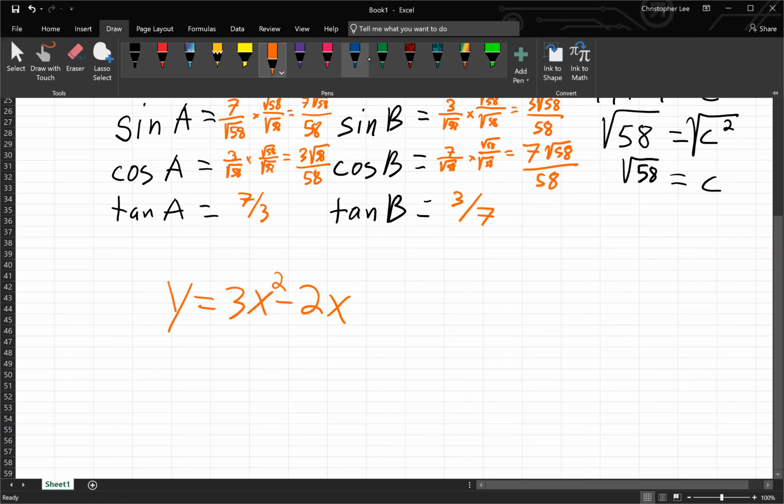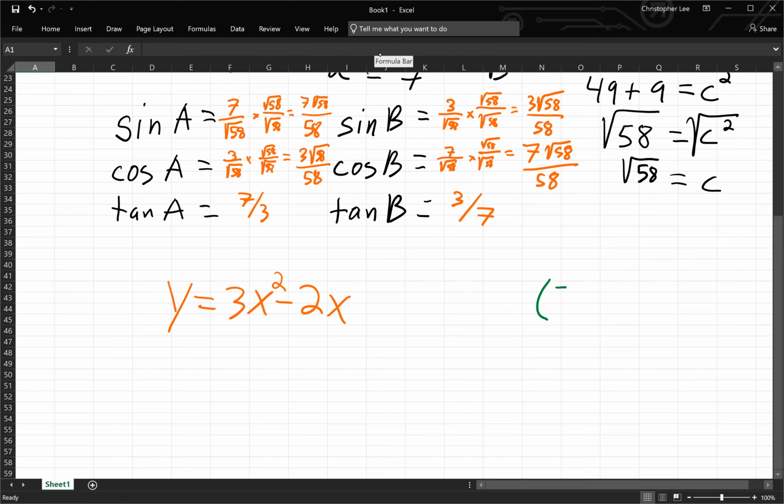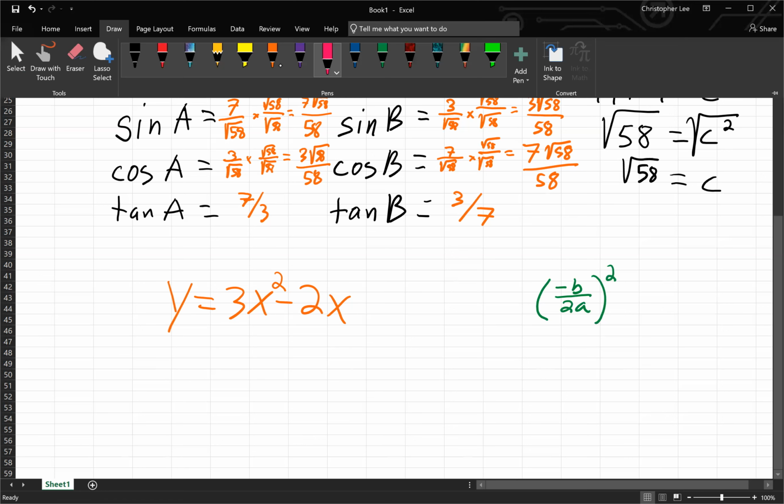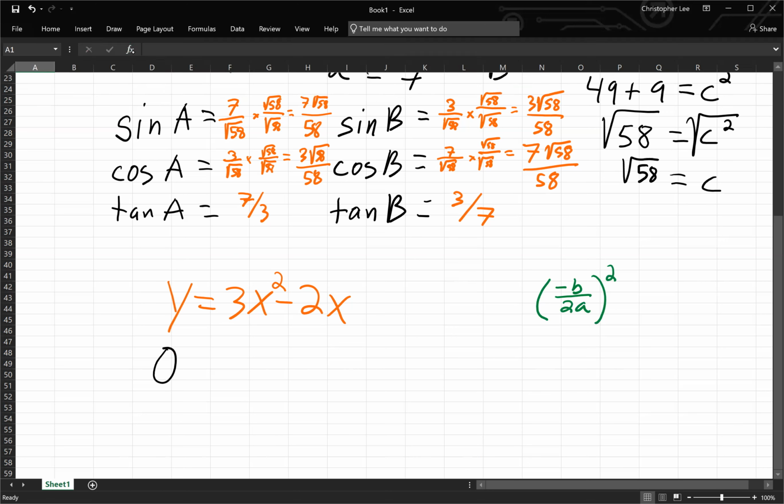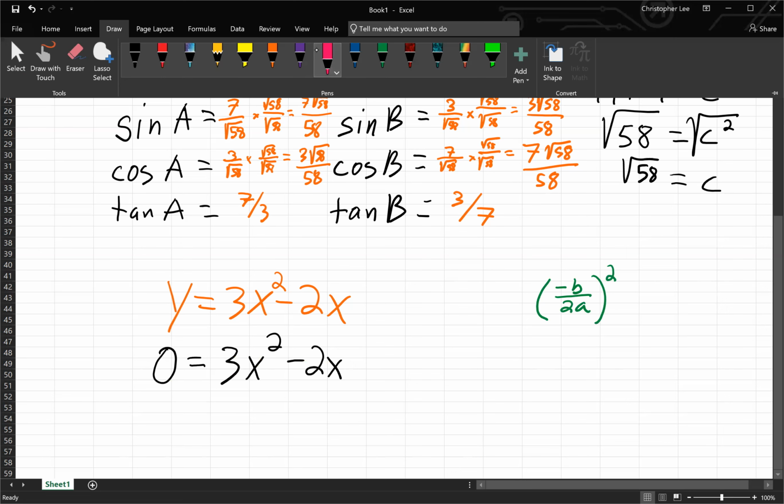So remember that we have this formula right here, right? We have our axis of symmetry, which is negative b divided by 2 times a. But before I can do that, real quick, remember that my a term has to be 1. How do I make this 1? I'm going to divide everything by 3.